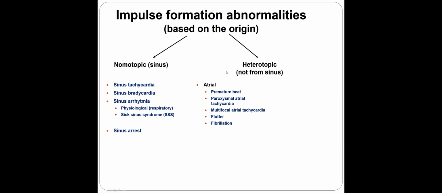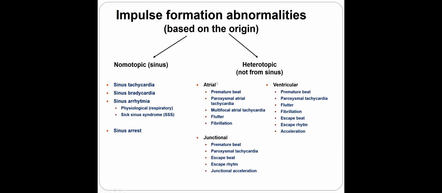Others do not come from the sinus: the atrium, the AV junction, or the ventricle. We can have premature beats, paroxysmal atrial tachycardia, multifocal atrial tachycardia, flutter, fibrillation. From the junction, almost everything except flutter or fibrillation, which cannot come from the nodal tissues. So there is no flutter or fibrillation from the sinus, nor from the junction. The ventricle, similar to the atrium, can produce anything. This is what we are going to discuss.